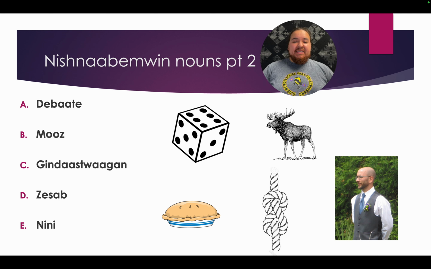The first word is de-ba-te. De-ba-te. And it means pie. Next one is mose. Mose. And I'm pretty sure you know what it means. Moose. Next one, we have gindas twagan. Gindas twagan. And it means die, a single die.